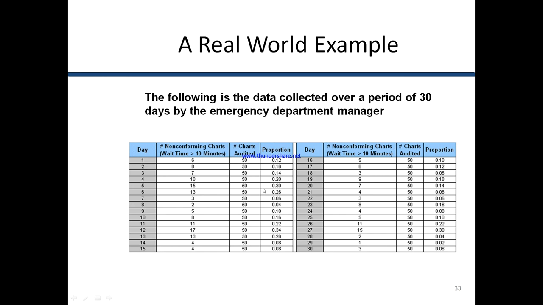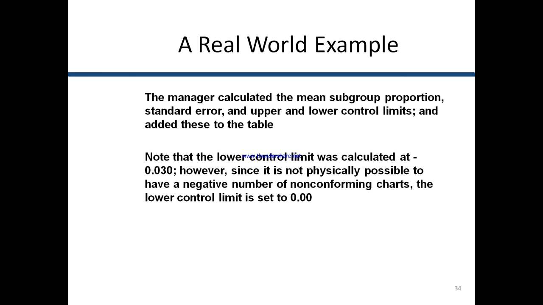And then to construct the chart, the next thing we have to do is take the average value of the proportions. That is, we take the total of all these proportions. And since we have 30 days, we have collected 30 samples, so we have to divide the total of the proportions by 30, right?